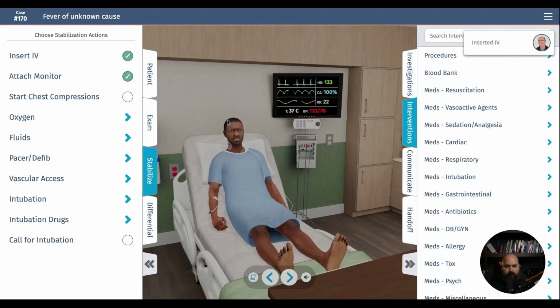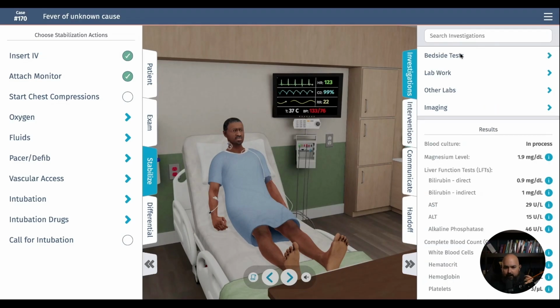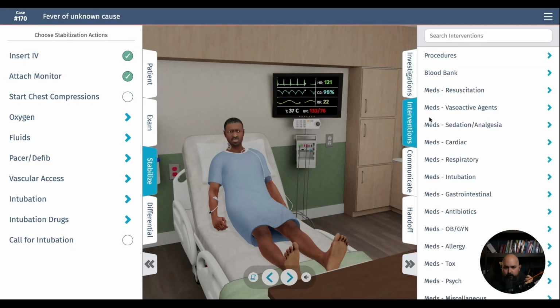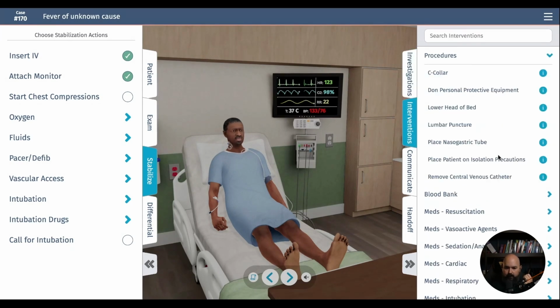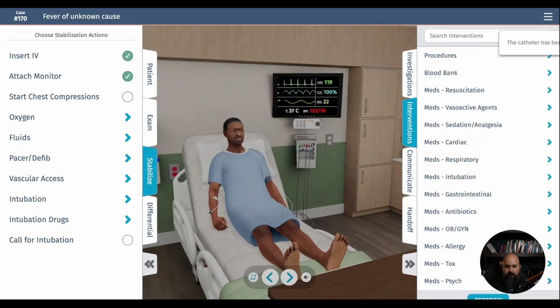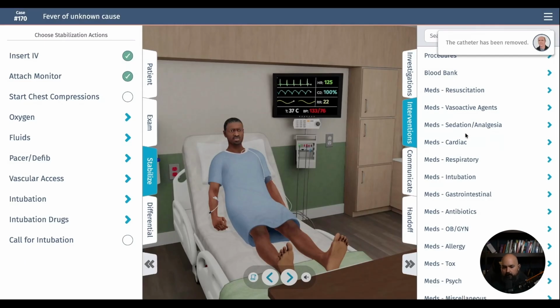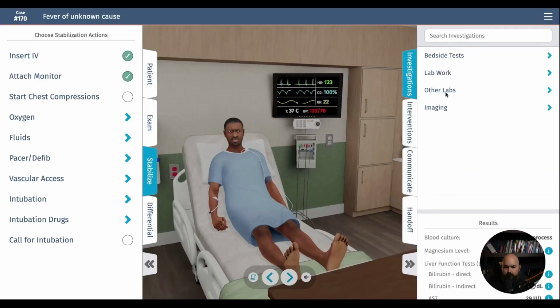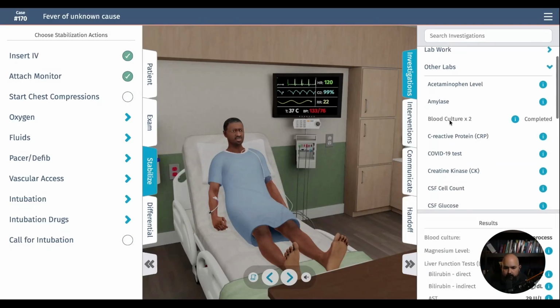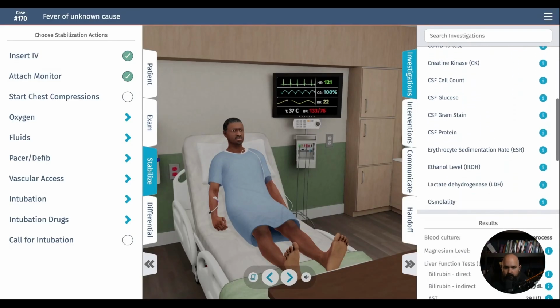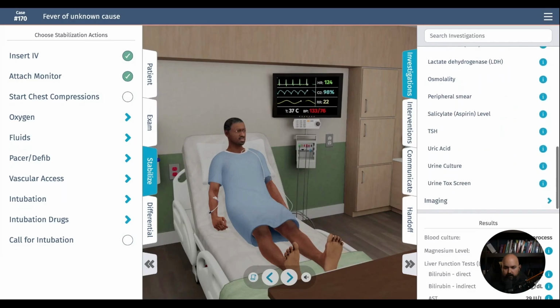So I am going to insert IV, and then let's see, is there an option to culture the tip or take it out? Procedures. Remove central venous catheter. Yes. Oh, excuse me. Let's do that. Get it out. Cool. I wonder if there's a way to culture this tip. We've done the blood cultures. We've already looked through this list. I don't remember seeing anything in there.